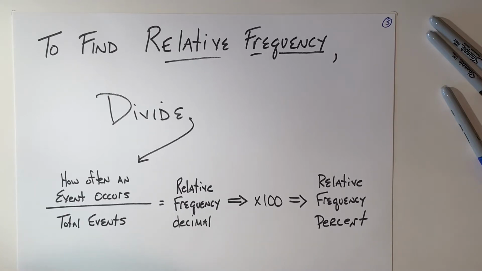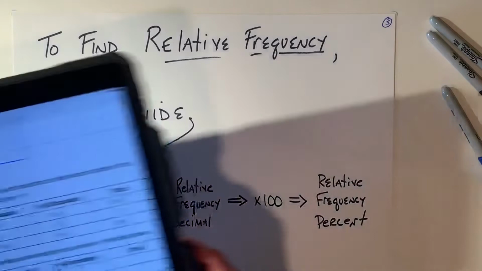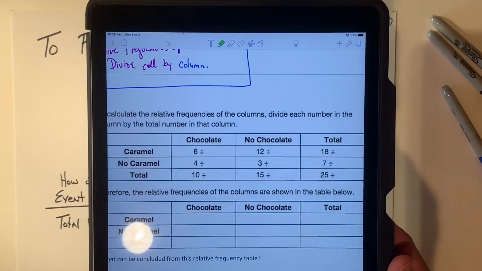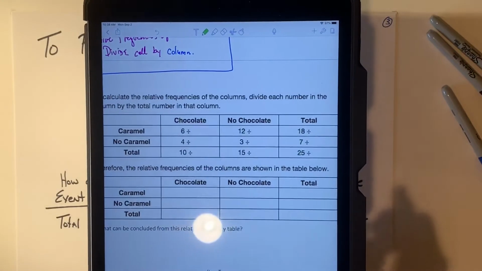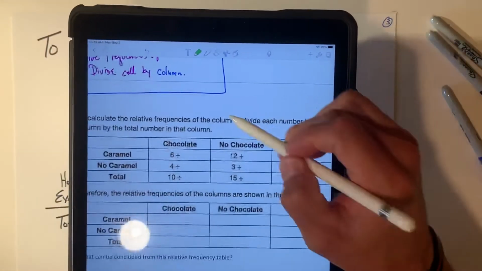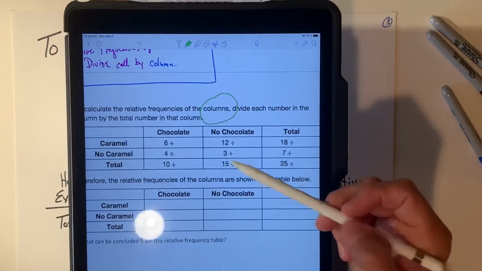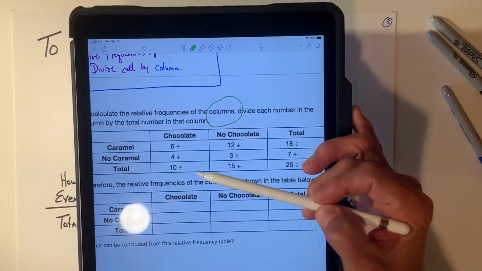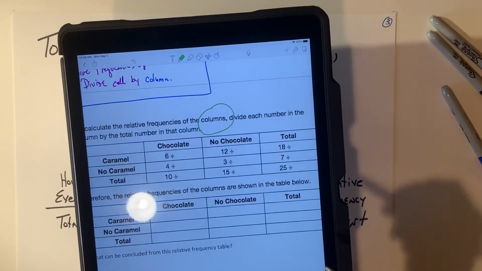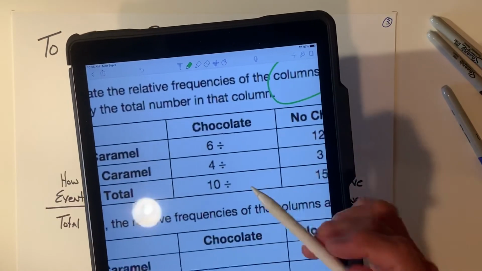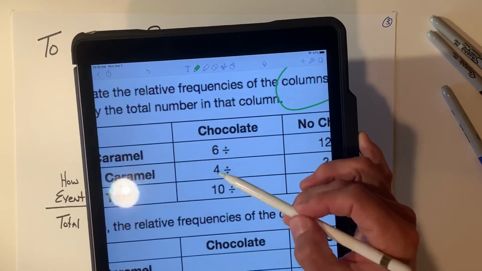Now, as I move on down my set of notes, I see that I get deeper into the caramel, no caramel, chocolate versus no chocolate piece. What I would want you to notice right here is the next section talks about columns. If we're dealing in columns, then you're going to have to go ahead and divide the individual cell by the total of the column. So for example, and then I'm going to ask you to pause once again and fill in this chart. I'm going to zoom way in if I can. I know that my column total, 6 plus 4 is 10.